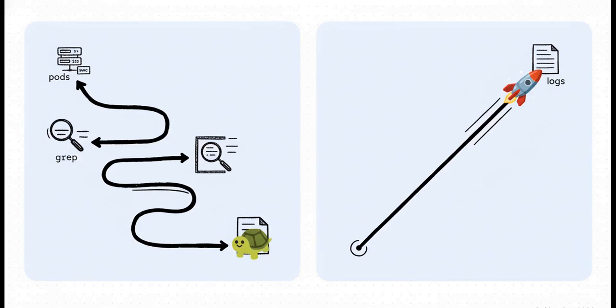And this just shows you the difference perfectly. On the left, you've got the classic kubectl dance. Get pods, pipe it to grep, copy the name, then finally get the logs. Now look at the right, the K9s way.